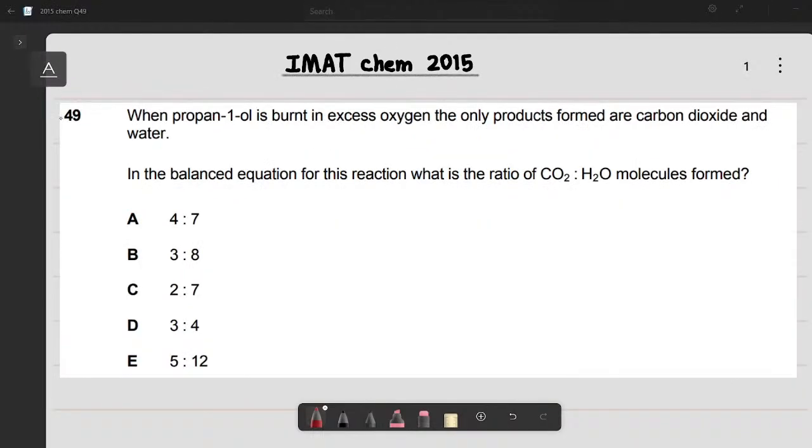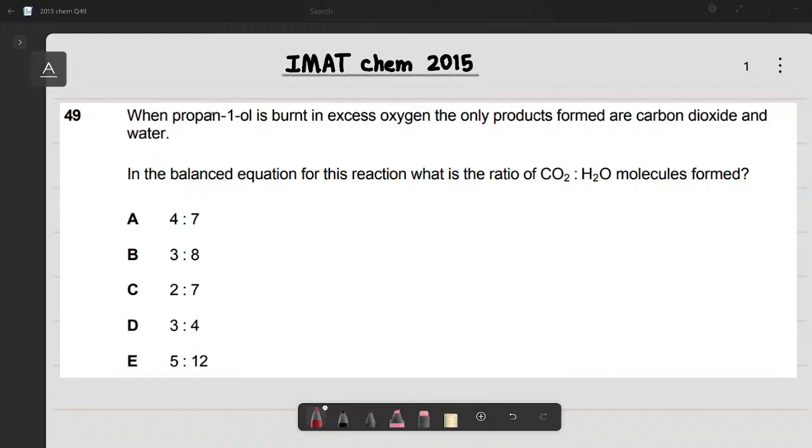Hello guys, welcome back to my channel. So this is chemistry question 49 from the IMAT 2015 past paper, so I'll be solving this. It says when propan-1-ol is burnt in excess oxygen, the only products formed are carbon dioxide and water. In the balanced equation for this reaction, what is the ratio of carbon dioxide to water molecules formed?